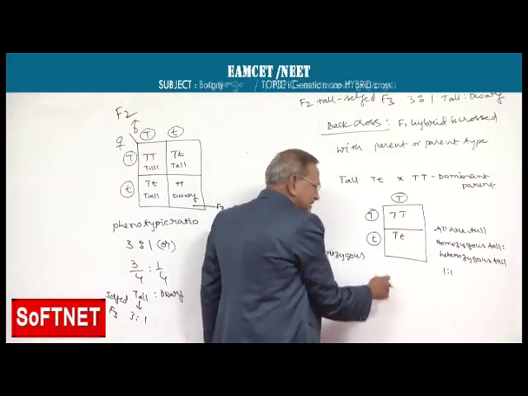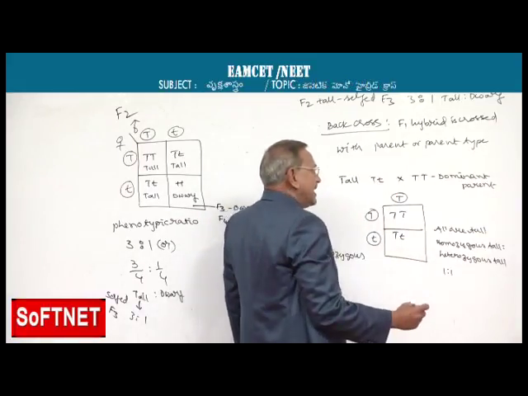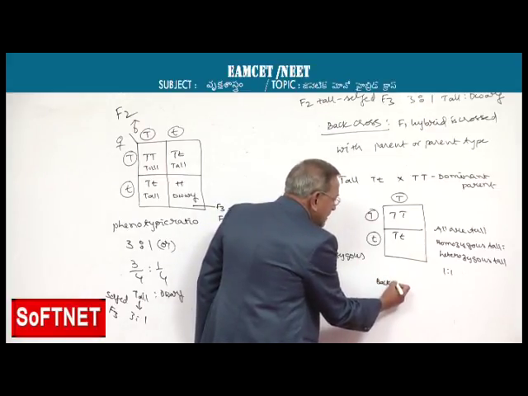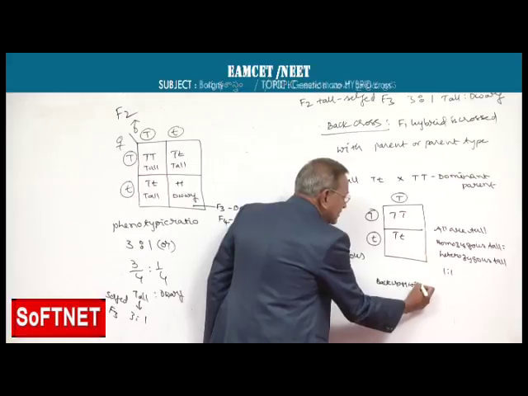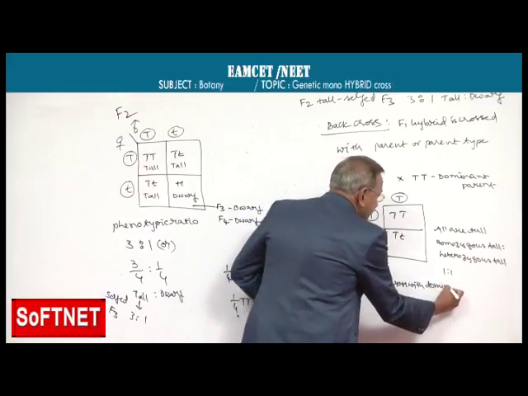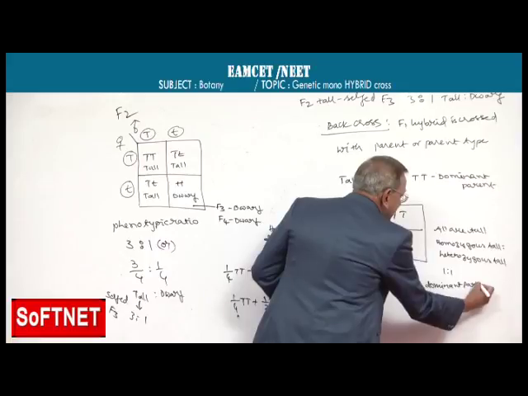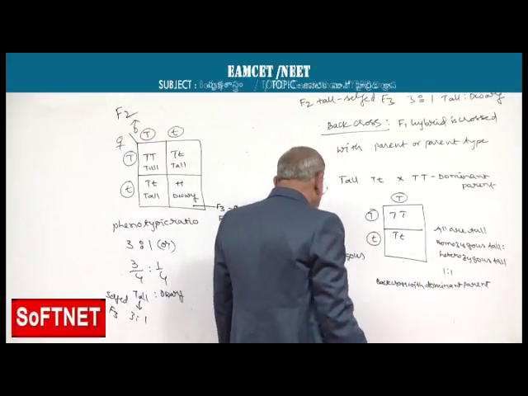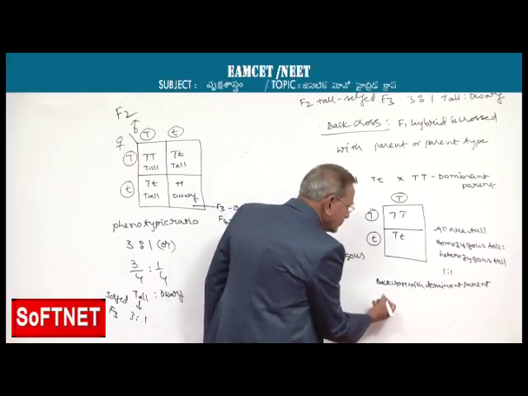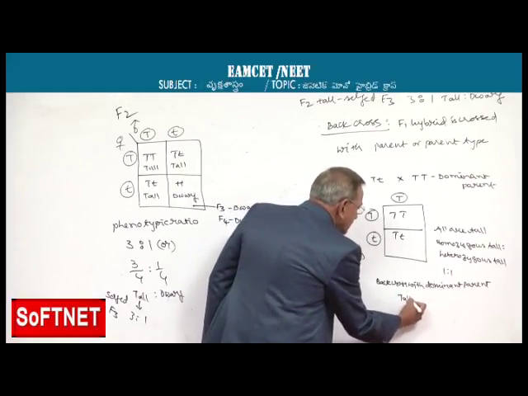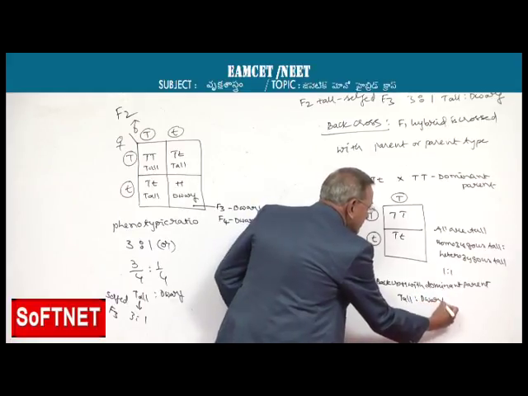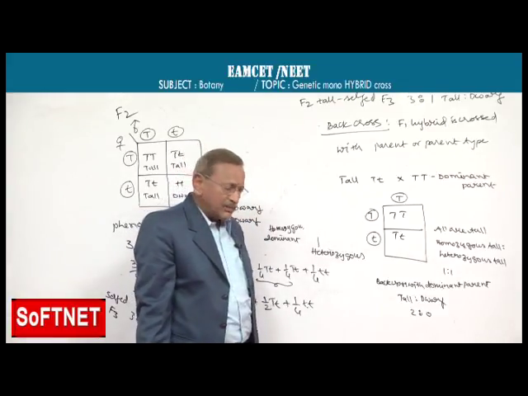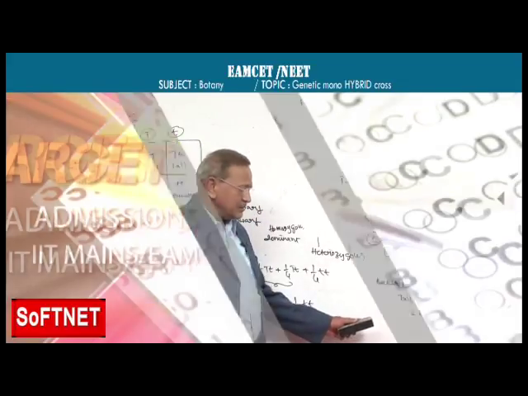Or we can write this result in this manner also. For a backcross with a dominant parent, tall is to dwarf progeny will be 2:0.